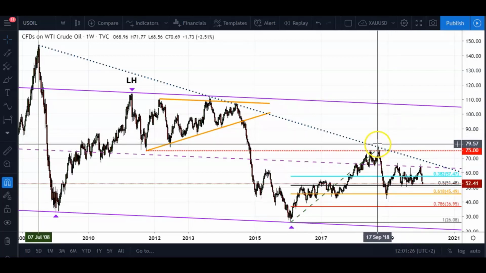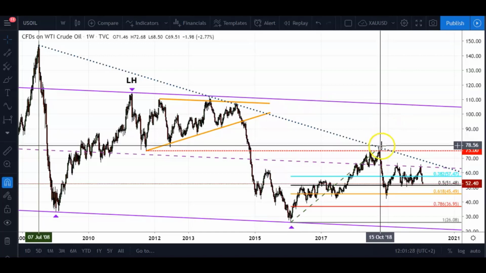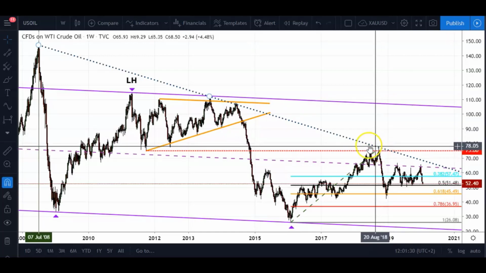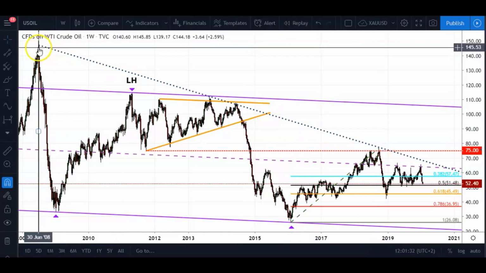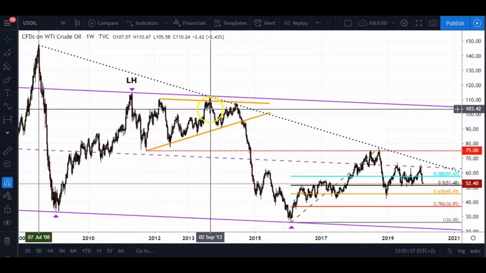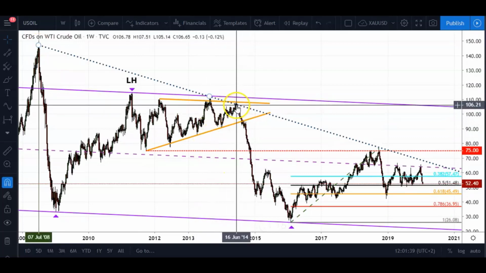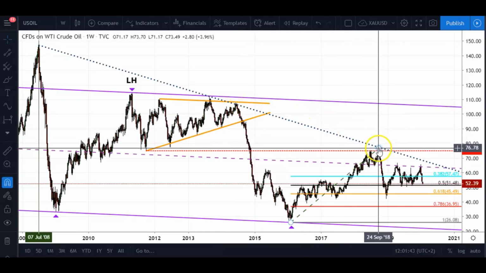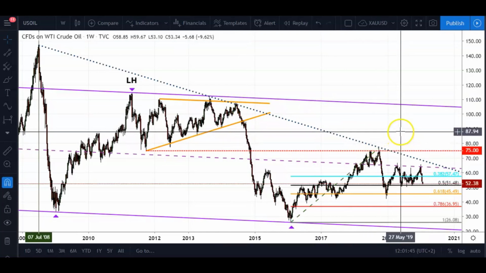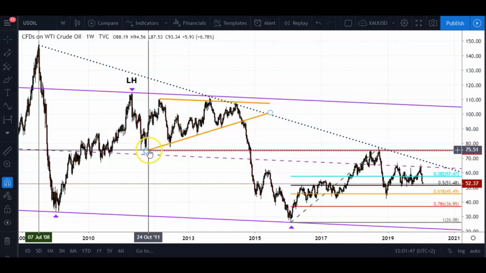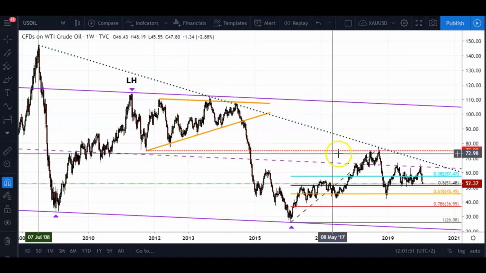Now at this high, very importantly, price just managed to not tick this downward sloping trend line, which I drew from the high in June 2008, the all-time high, to this high over here. You can see that price obviously struggled to get through it on that occasion, and they nearly touched it there, but it was also in conjunction with this previous low, which support then turned into resistance.